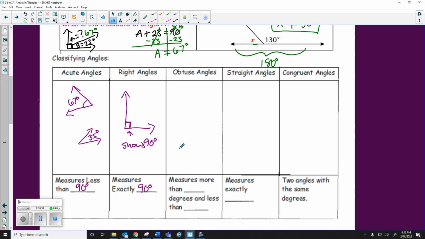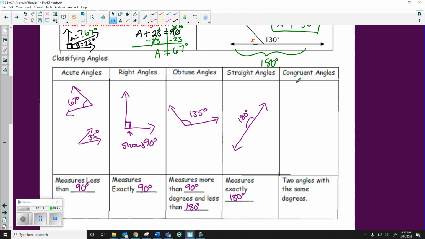Next one, obtuse. Obtuse angles measure more than a right angle, so more than 90 degrees, but less than a straight line, so less than 180 degrees. I'll just do one example for this one. It's going to be a little bit wider, more open. We can say that it measures, let's say, 135. Again, that's more than 90, but less than 180. Hopefully we saw in that last example, a straight angle doesn't have to be completely horizontal or completely vertical, but it's a straight line, measures 180 degrees.